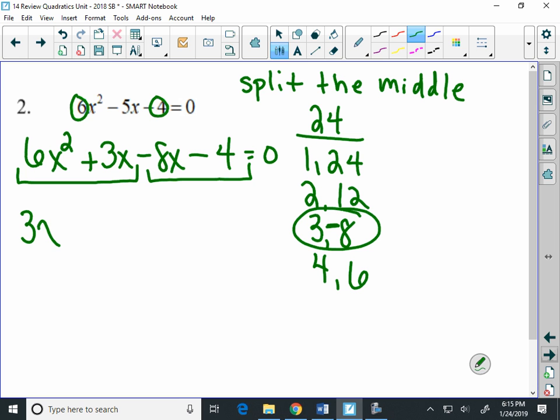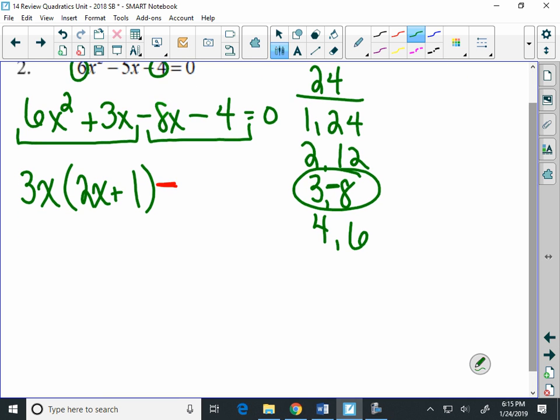Our greatest common factor in the first group is 3x. Biggest number that goes into both 3 and 6, smallest exponent. 6 divided by 3 is 2. X squared divided by x is x. Then over here, 3 divided by 3 is 1, and yes, we have to write the 1. And then I want to write the minus sign in red here. Make sure you write that down. The greatest common factor between 8 and 4 is 4. It's the biggest number that goes into both. 8x divided by 4 is 2x. Negative 4 divided by negative 4 is 1. And negative divided by negative is positive.